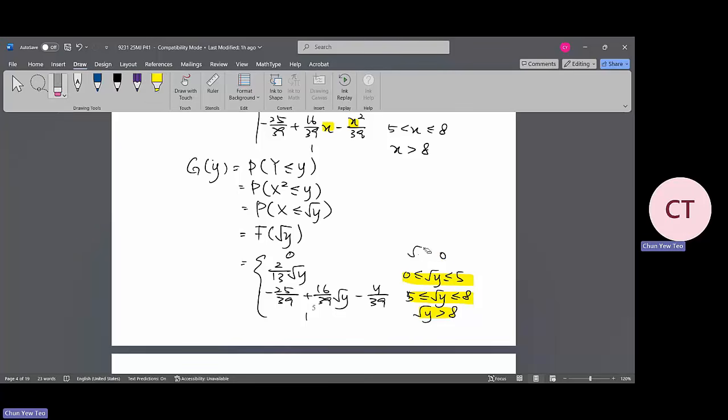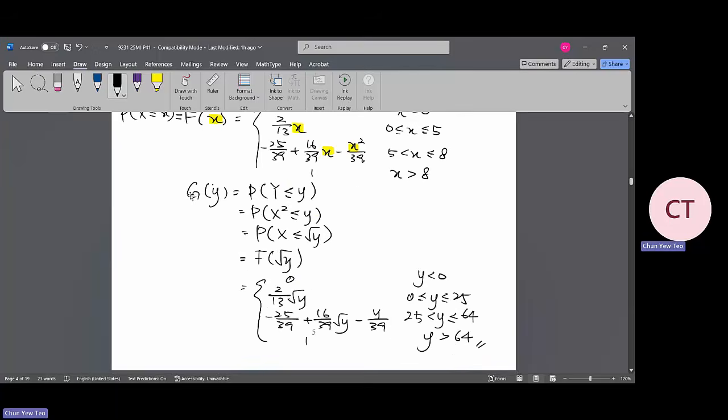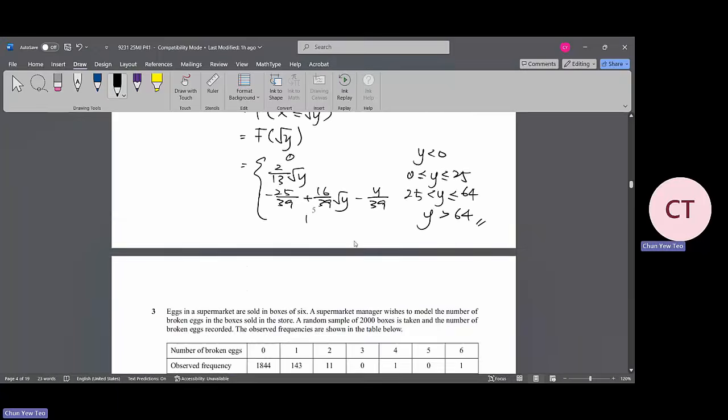So over here, the first one, after you settle it, you will get y less than 0. And the second one, after you settle it, you will get y between 0 to 25. And the third one, after you settle this inequality, you will get 25 to 64. And finally, the last one will be y greater than 64. Just like that, done. This will be the answer for question number 2D. Okay, so moving on, we have question number 3.